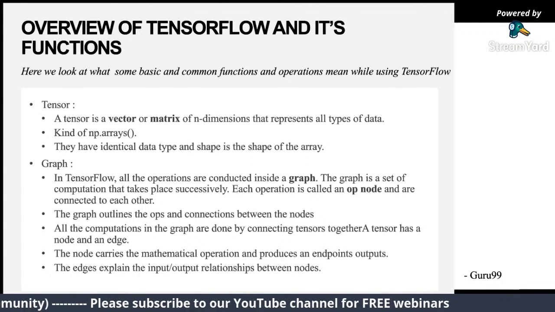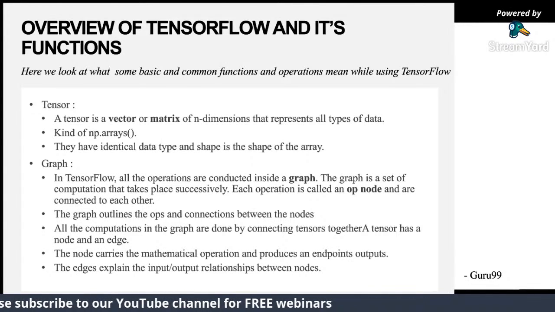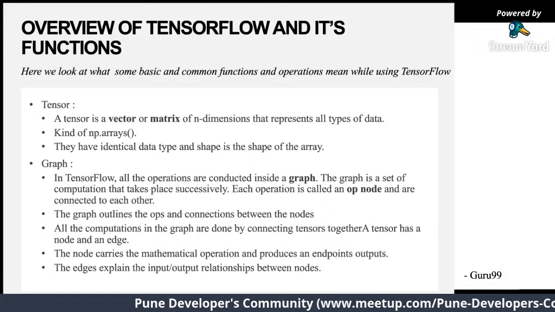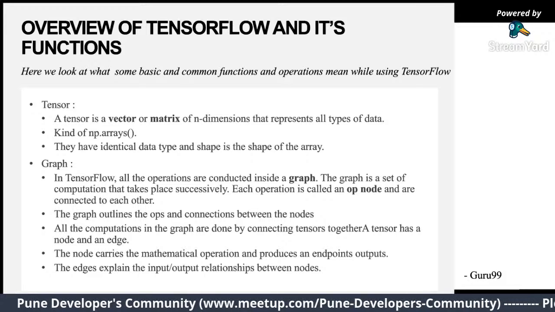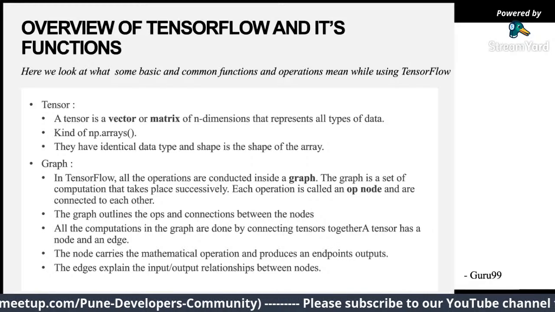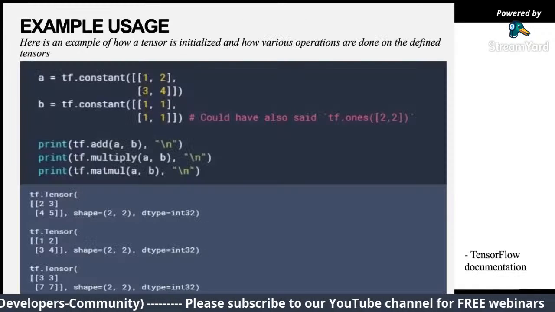Okay, let's say you have to multiply two matrices, or divide something, or take the square root of a matrix. So this node is what it carries, and the edge carries the input-output relationship between nodes, like what's the input to the node, what's the output of the node, and all that stuff. So this was quite an overview of TensorFlow.